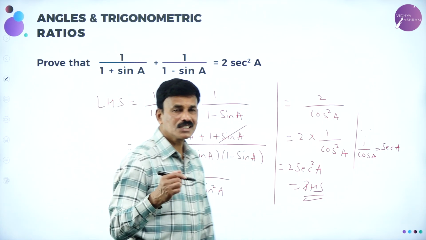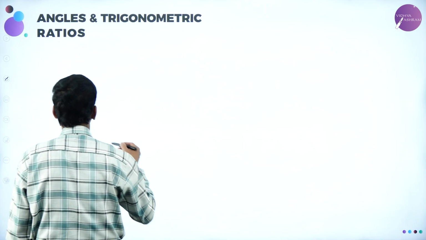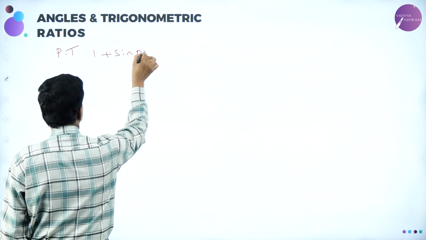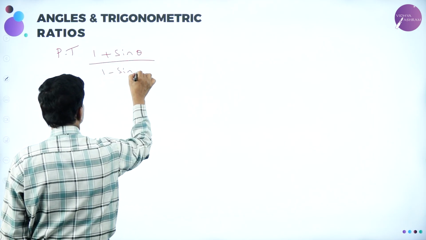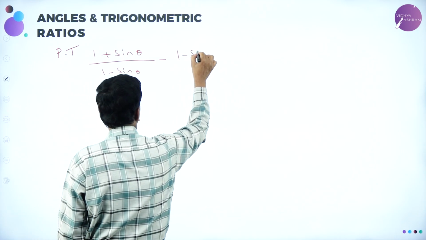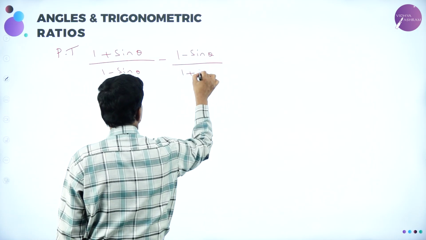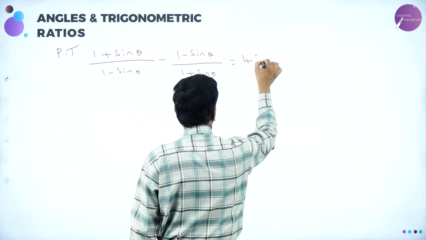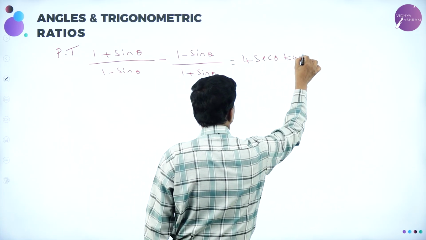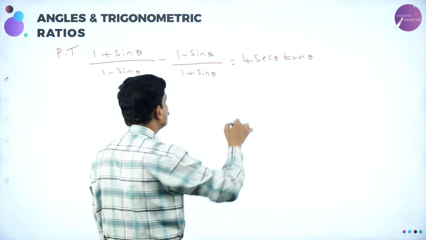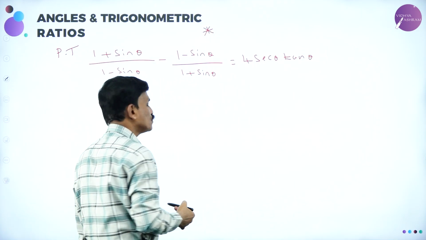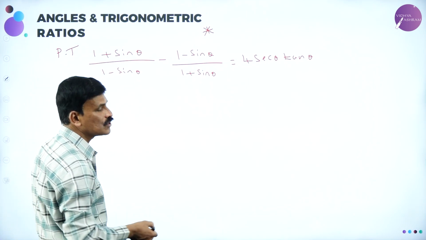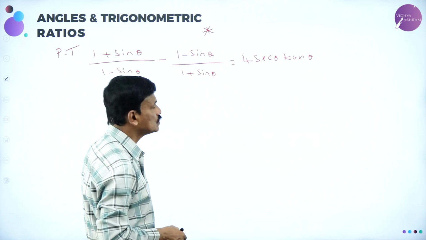Okay. Now there is one more problem, and this is also very important. Prove that (1 plus sin theta) divided by (1 minus sin theta) minus (1 minus sin theta) divided by (1 plus sin theta) is also equal to 4 times secant theta into tan theta. This is also an important problem indeed. So what is to prove? (1 plus sin theta) by (1 minus sin theta) minus (1 minus sin theta) by (1 plus sin theta) is equal to 4 times secant theta into tan theta.